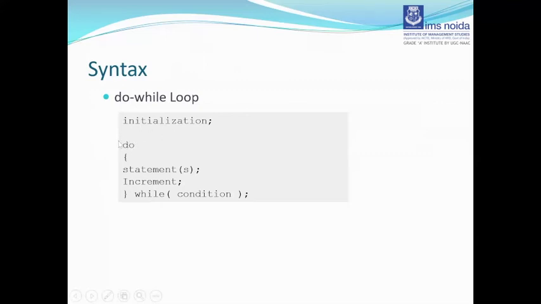So the do while loop: do, then the curly brace, statements to be executed, and this is the increment part here. You need to increment, and then the while and the condition. And don't forget to put a semicolon here. In the last two loops, we need not put a semicolon at the end of the loop condition, but here we need to, because we are checking the condition at the exit time. This is the syntax of the do while loop.